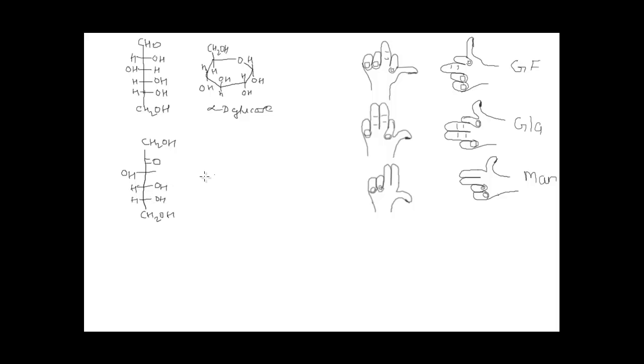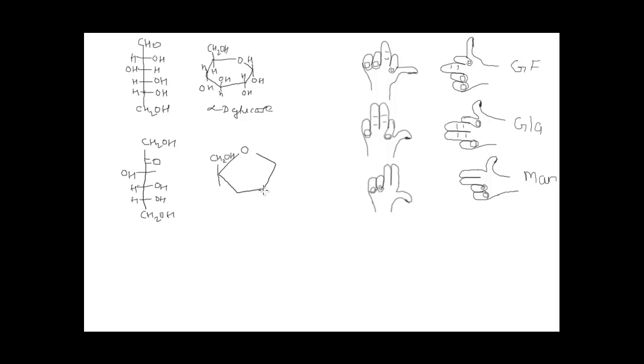And in Haworth projection, let's try to draw it. In Haworth projection, fructose makes a 5-member ring, so it's not a 6-member, and the reason it's 5-member is this O is going to attack this carbon, making a 1, 2, 3, 4, 5-member ring. Now this is a D fructose, and if it's a D compound, the CH2OH that comes off carbon number 5 would always be on the top. This is a D compound, so the CH2OH is on the top.